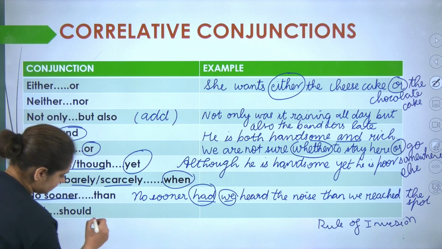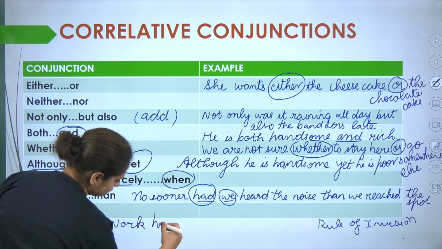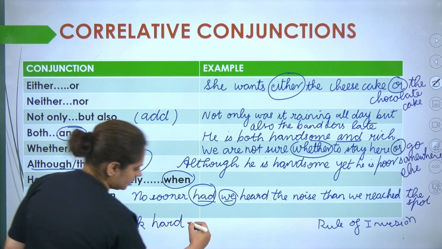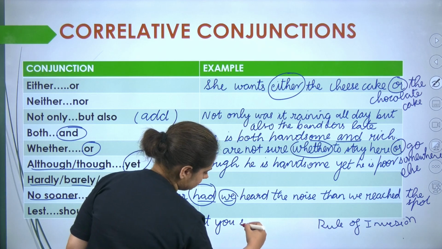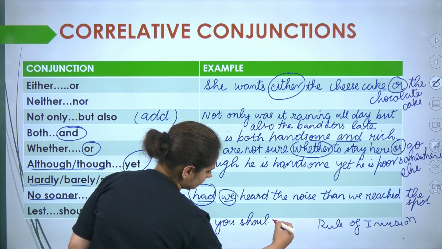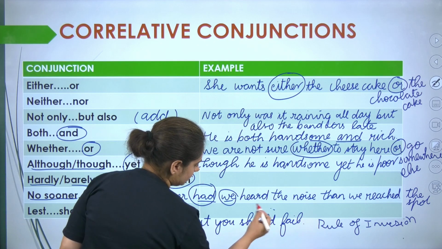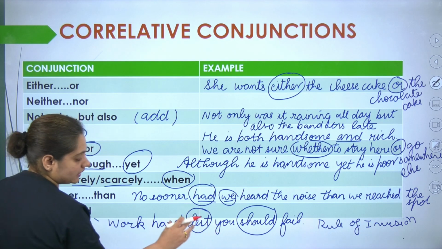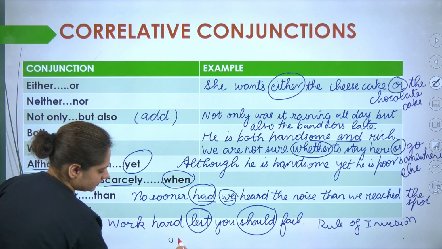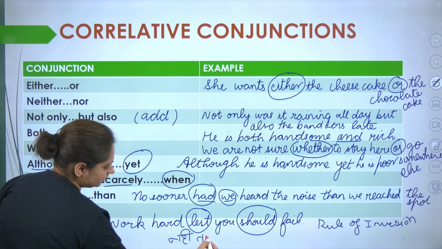If I write this sentence, work hard lest you should fail. Work hard lest you should fail. What does this mean? Work hard lest you should fail. Means lest is similar context like otherwise, but it is a negative word. In Hindi, if I will have to write, I will write like nahi to. मेहनत करो नहीं तो fail हो जाओगे.